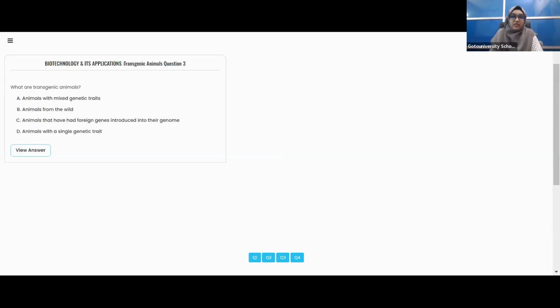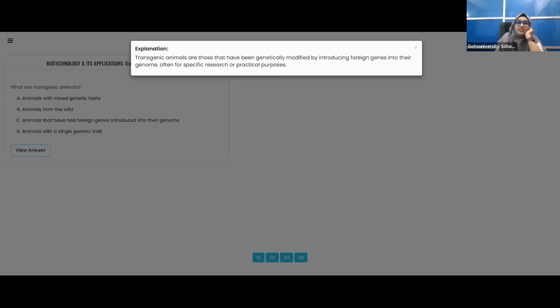So you can see here, third question. What are transgenic animals? Very easy question, I feel, right? Animals with mixed genetic traits, animals from the wild, animals that have had a foreign gene introduced in their genome, or animals with a single genetic trait. The answer is: transgenic animals are those that have been genetically modified by introducing a foreign gene in their genome. That is option C.